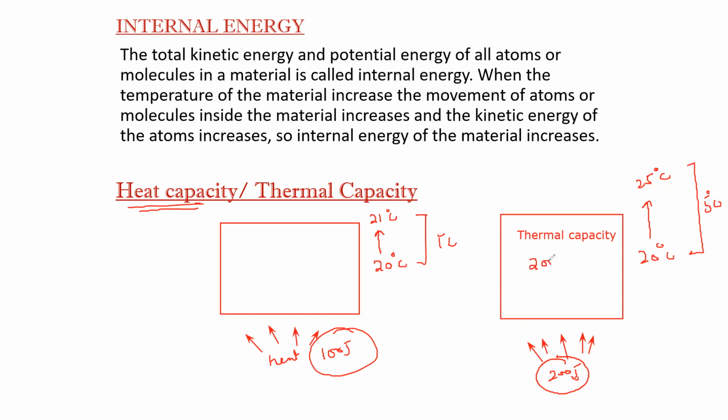So in this example, 200, the total energy, divided by the temperature change. So 200 divided by 5, that's equal to 40 joules per degree centigrade. So the thermal capacity of this object is 40 joules for every 1 degree centigrade. Like if there is a 1 degree change in temperature, this object requires, or this object can store, 40 joules of energy. Is it clear, the definition of heat capacity or thermal capacity? Any doubt?